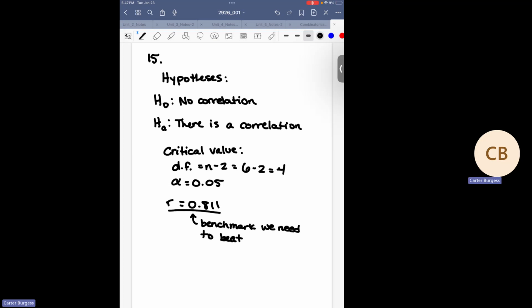Okay, so we have our critical value. We need to compare this with our test statistic.